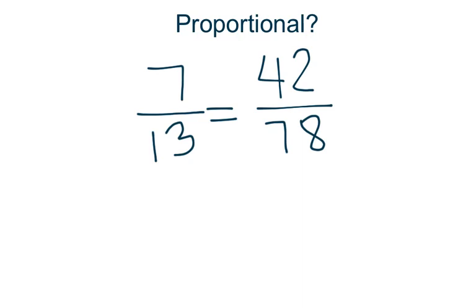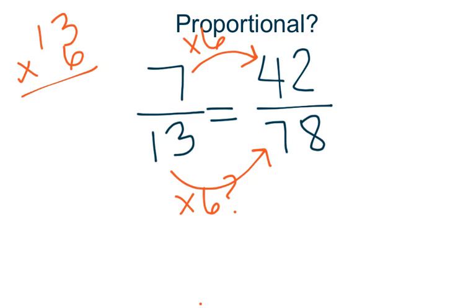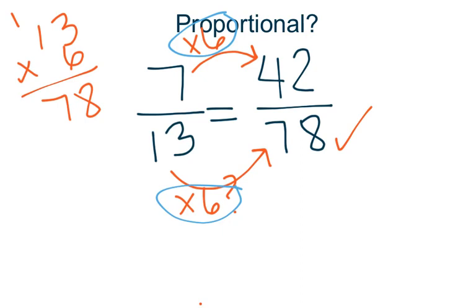So really, one of the ways is just to check the multiplication. So I can see a relationship between 7 and 42. So to get from 7 to 42, I multiplied times 6. So for this to be proportional, it would have to be times 6 down here. So we need to check to see if 13 times 6 is 78. So 6 times 3 is 18, plus 60 is 78. So if we checked it that method, whatever we did to the top, we did the same thing to the bottom. So this would be a proportion.